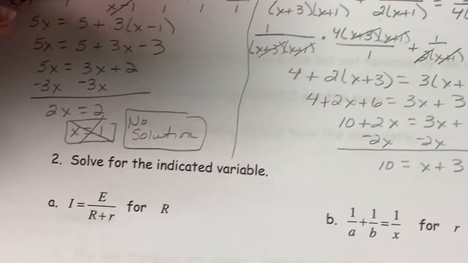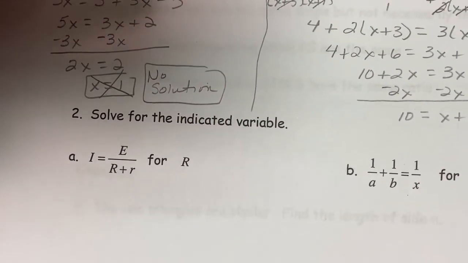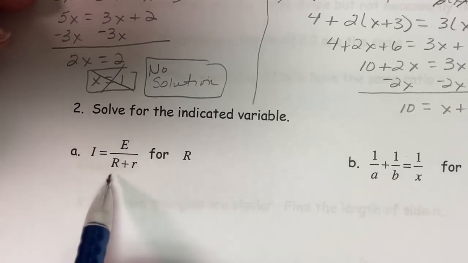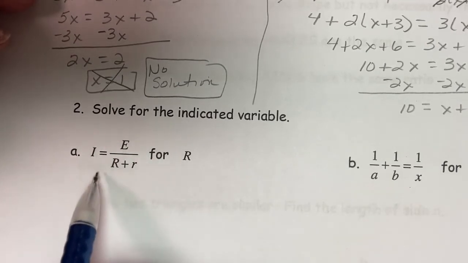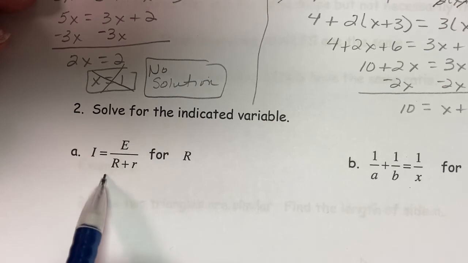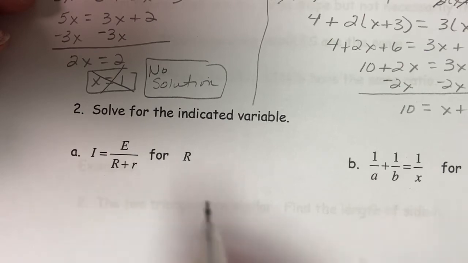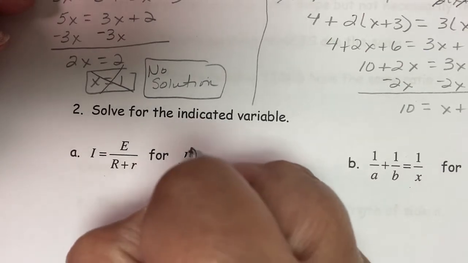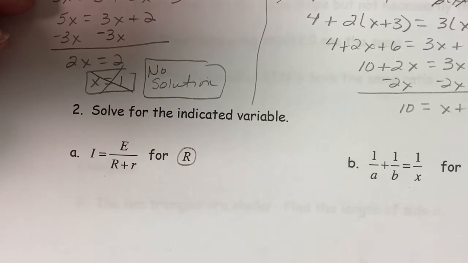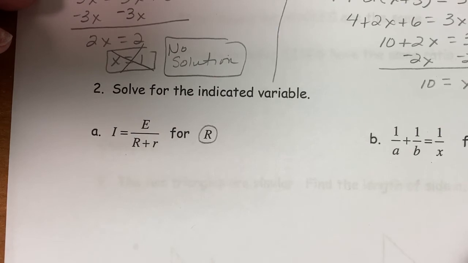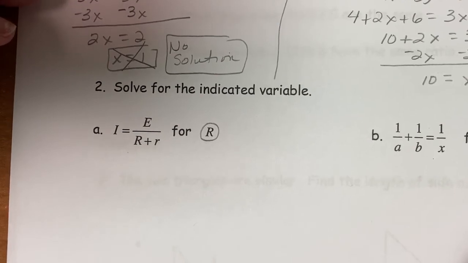All right, so the second part of these notes is you're given some kind of equation. Sometimes it's a formula, sometimes it's just an equation, and they're going to ask you to solve for a specific variable. And in this case, they're asking you to solve this equation for capital R. So in other words, you want to get capital R alone on one side of the equal sign.